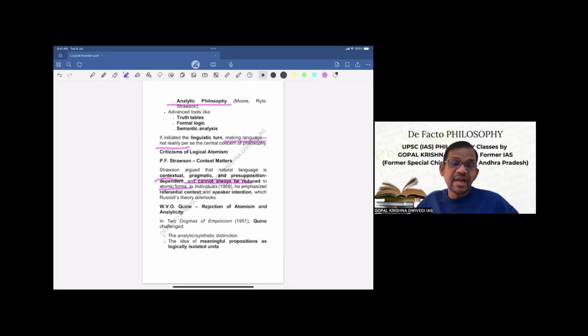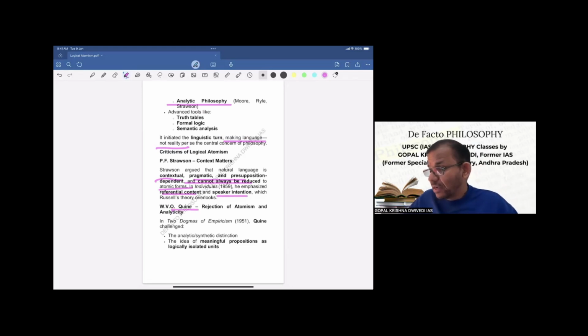He emphasized referential context and speaker intention also: with what intention the speaker is speaking, and in what context. All these things define the meaning, and it is not simply atomic facts and atomic propositions. So this is the theory of Strawson, and he says that Russell and Wittgenstein overlook this, basically.